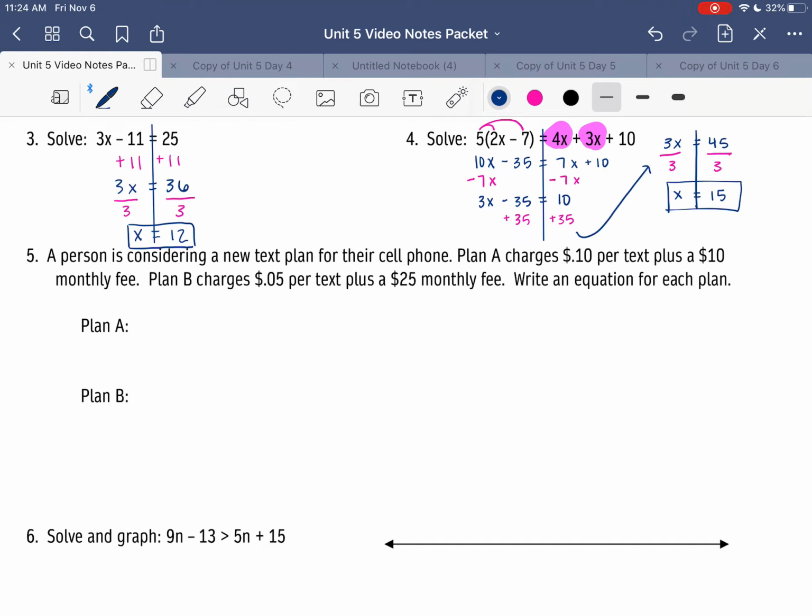So in plan A, it said 10 cents per text plus a $10 fee. So 1 month for plan A would cost us 10 cents per text. I'm going to represent that as 0.10 T, and we'll make a note over here that T is the number of texts. And then we also are going to have to pay that $10 fee, and that would be the cost of plan A for 1 month.